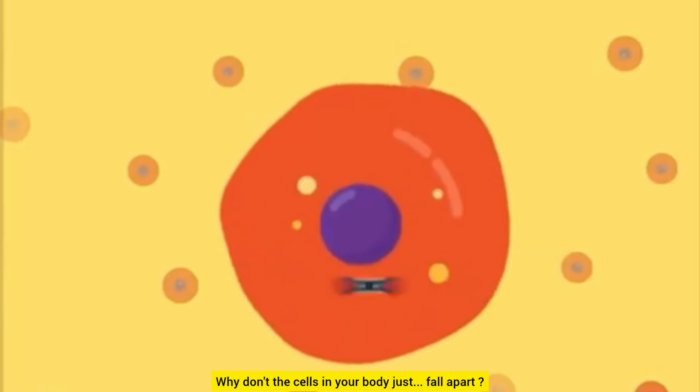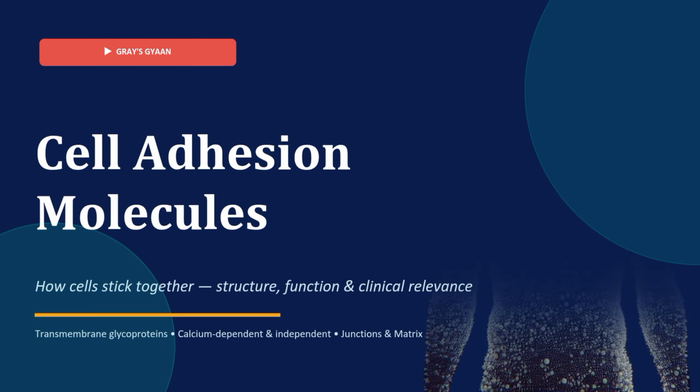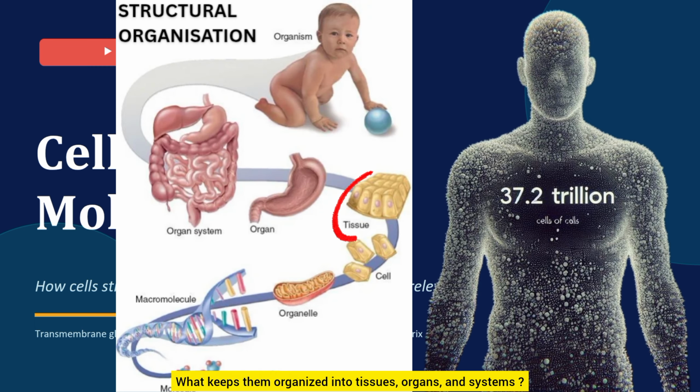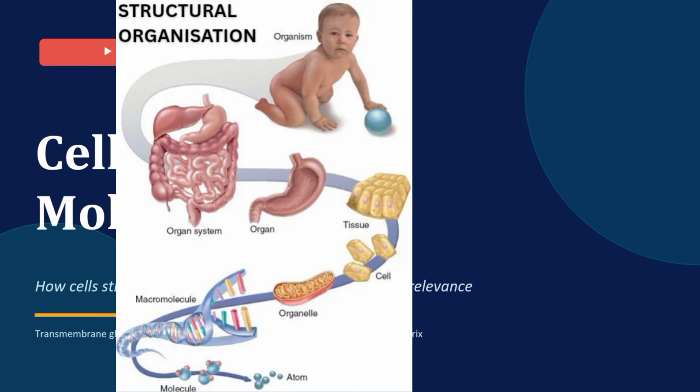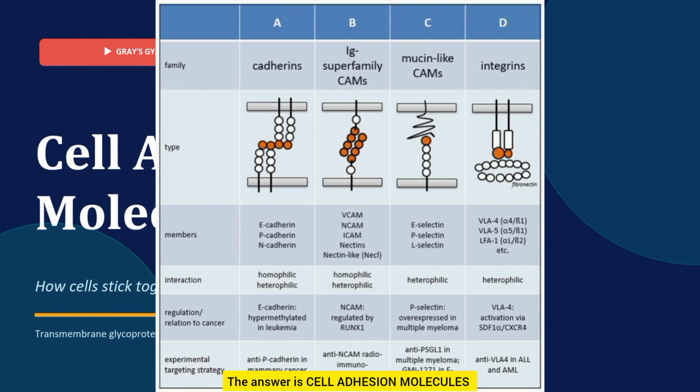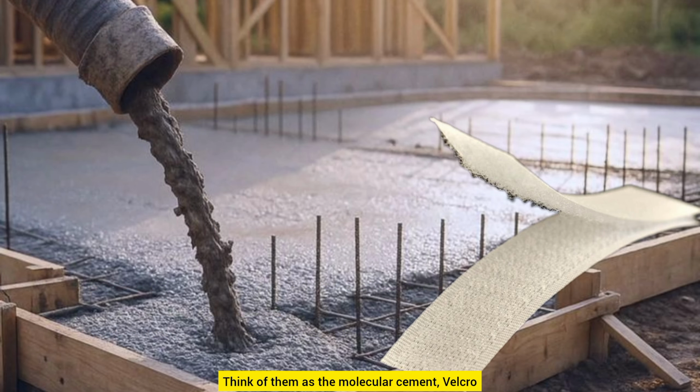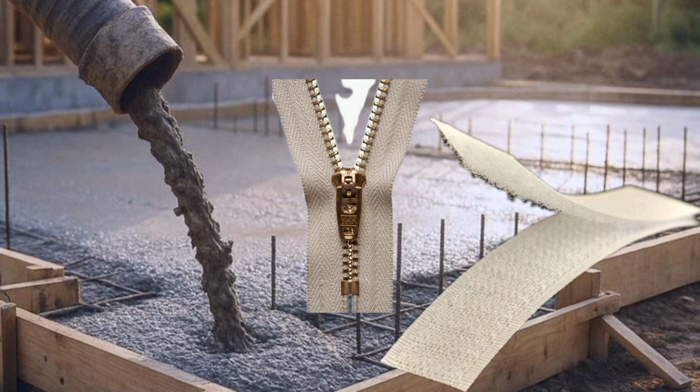Why don't the cells in your body just fall apart? You're made of trillions of cells. What keeps them organized into tissues, organs, and systems? The answer is cell adhesion molecules. Think of them as the molecular cement, Velcro, and zip ties of your body.